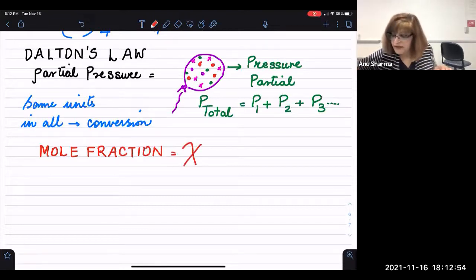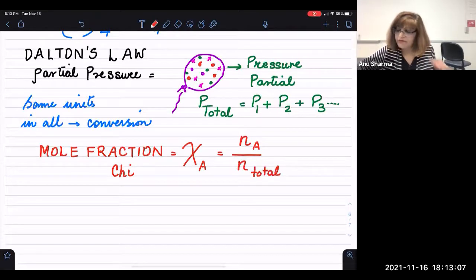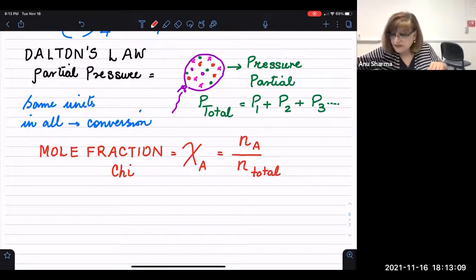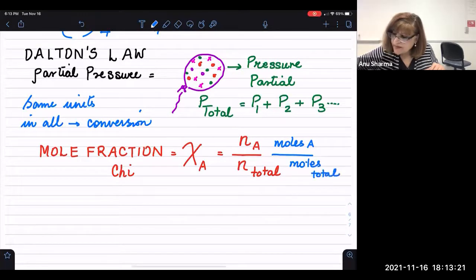Chi, the mole fraction of every gas. If it is gas A, chi of A is equal to the number of moles of gas A over the total moles. As many gases as there are, you have to calculate the moles of each of these gases. So let's write this down here: moles of A over the moles of all the gases total.